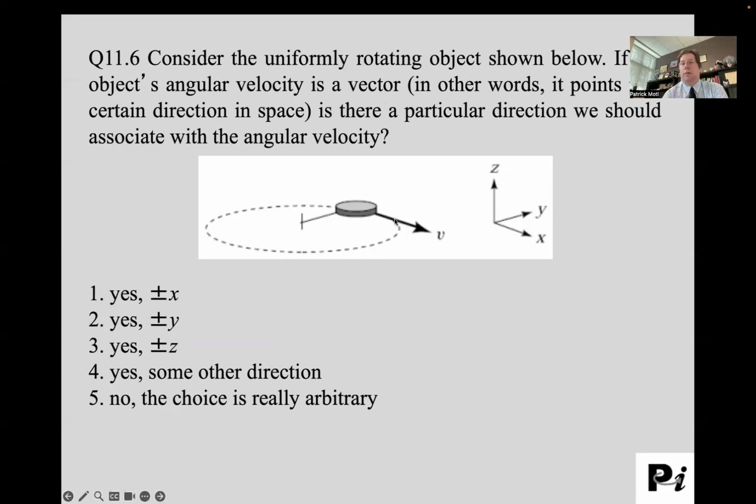So it's a linear velocity. It's tangent to the circle. The circle is its path, its trajectory. What's the direction, the vector nature, of its angular velocity? So think about what makes sense for that out of those 5 choices, and then we'll go over it together.